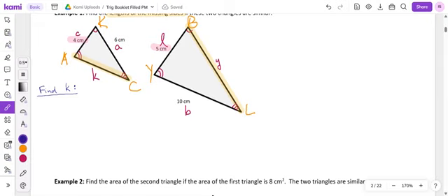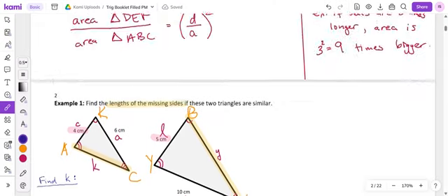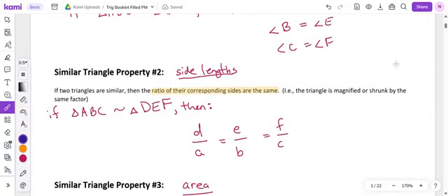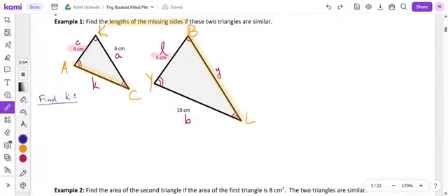And I go back to my properties and I'm talking about side lengths. Oh, so that's property number 2. How do I find a side length? Well, it looks like I'm going to have to write 2 fractions to figure it out. So if I'm looking for K, I'm going to make that green.